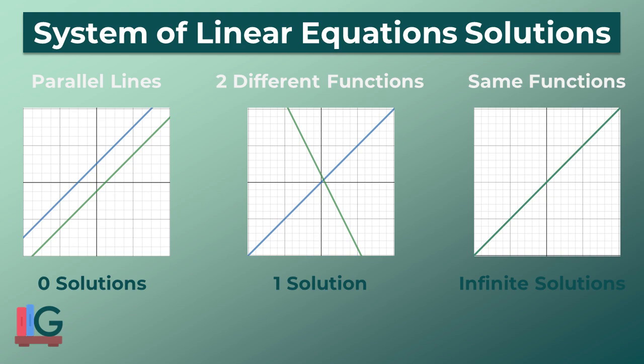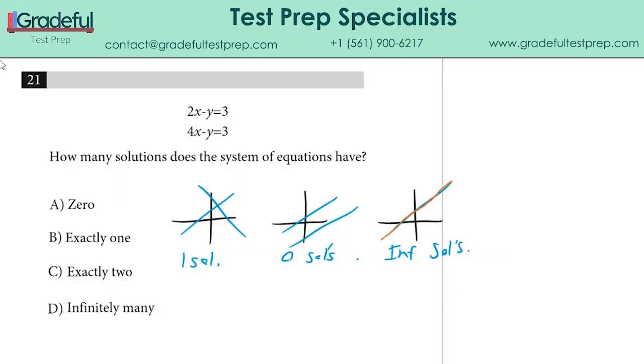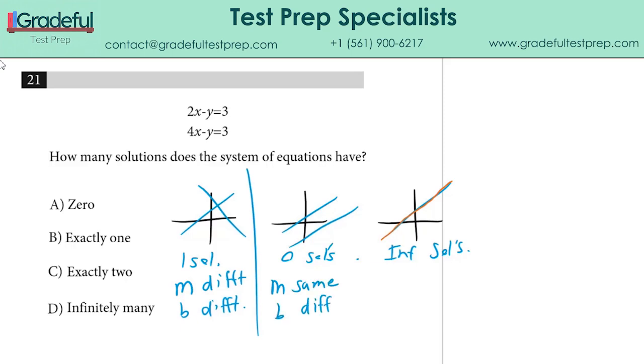And if you have one solution, that means that your slopes are definitely different, and so are your y-intercepts. Now, it is possible to have the same y-intercept, but it's not common. If you have no solutions, that means that your slopes are the same, but your y-intercepts are definitely different, because we need two separate lines in order to have parallel lines. And if they're infinite solutions, that means that the slope and the y-intercept are both the same. And it makes sense because the graph is exactly the same. So of course the slope and y-intercept would be the same.